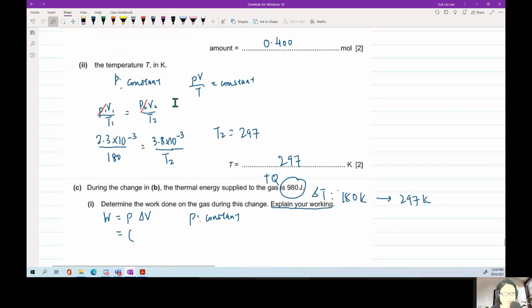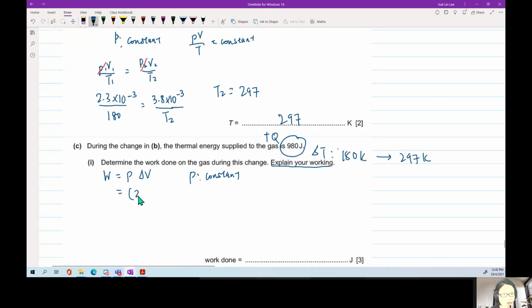2.6 times 10 to the power of 5. Change in volume. What's the change in volume? 3.8 minus 2.3 times 10 to the power of negative 3. This is your delta V. V1 is here, V2 is here. Minus the volume. So we can press our calculator and we will get 390 joule.